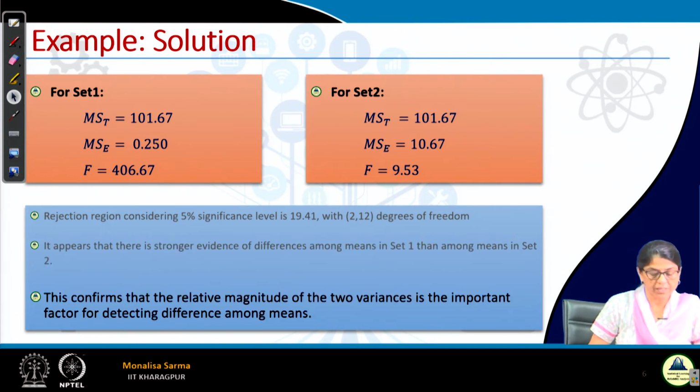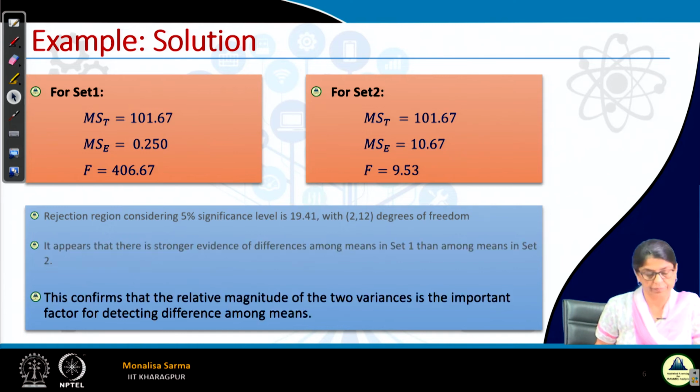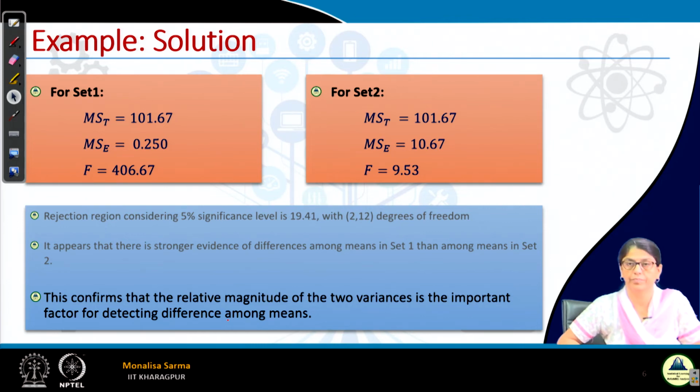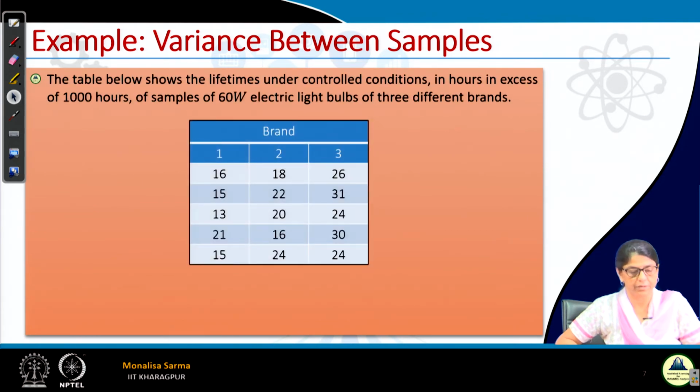So, it appears that there is stronger evidence of difference among means in set 1 than among means in set 2. Stronger evidence, it is very much in the critical region. This confirms the relative magnitude of the two variances is the important factor for detecting differences among means. We have already seen that, isn't it? That's why we have learned ANOVA. This was why we need to do ANOVA, just for our justification. We have seen this example. Now, let us take another example.